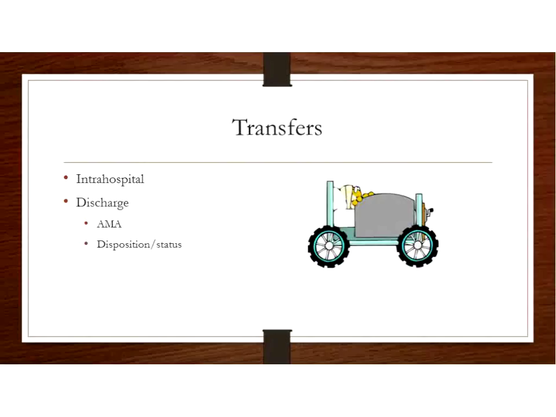If they are leaving without our blessing, we call that AMA, against medical advice. Now, if they die or expire in the hospital, this is also considered a discharge. All right? So we do collect information on the discharge status of a patient. They can be going alive to home, alive to another facility, or expire. These are all different discharge statuses. Okay?